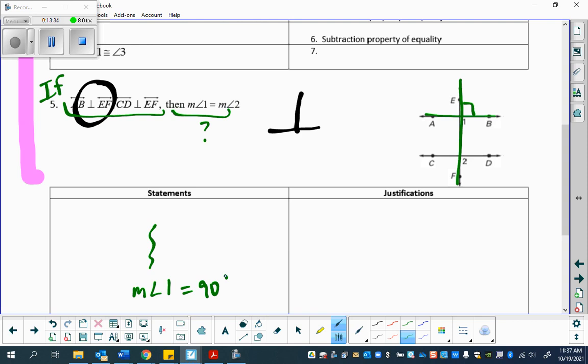When I get to my second part, CD is perpendicular to EF. Once I know that line CD and EF are perpendicular, then I know that I have another right angle. And because they intersect at a right angle, I have another 90-degree angle, so that's going to be my measure of angle 2. And then because they're both equal to 90 degrees, that's how I get them equal to each other.